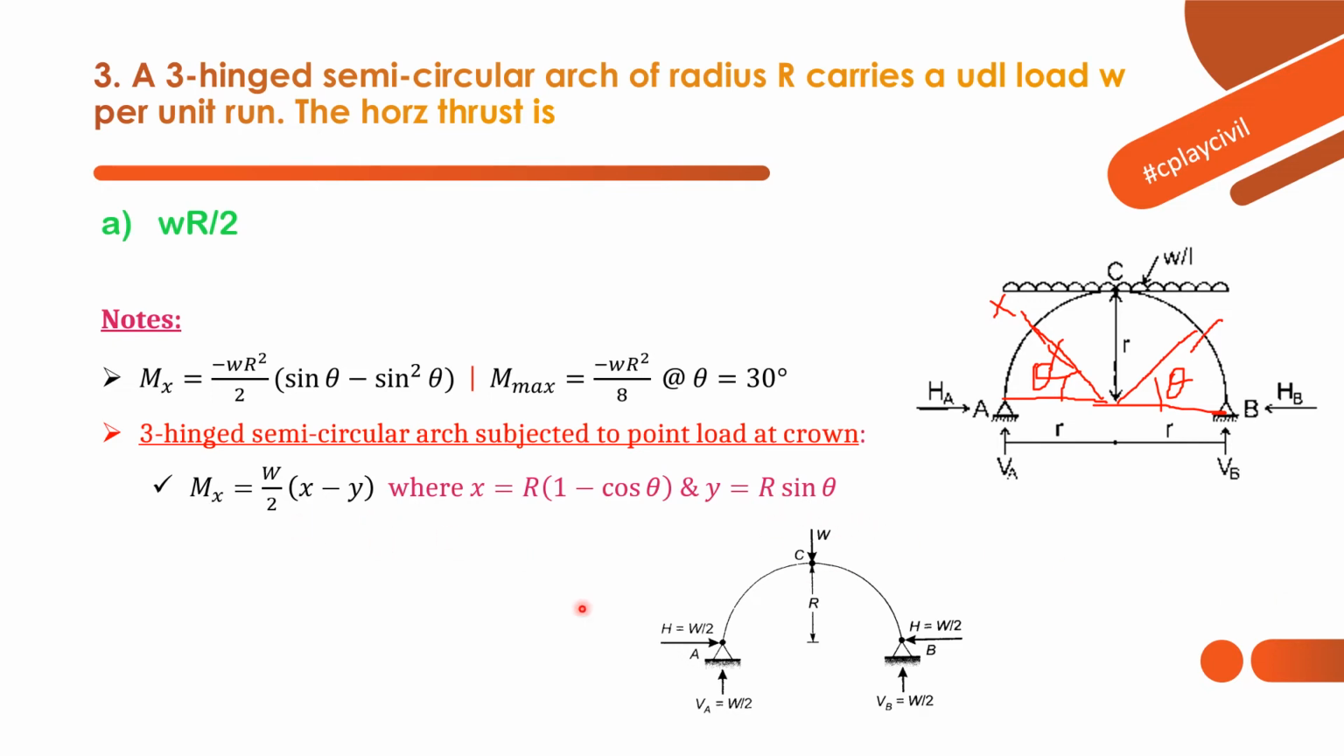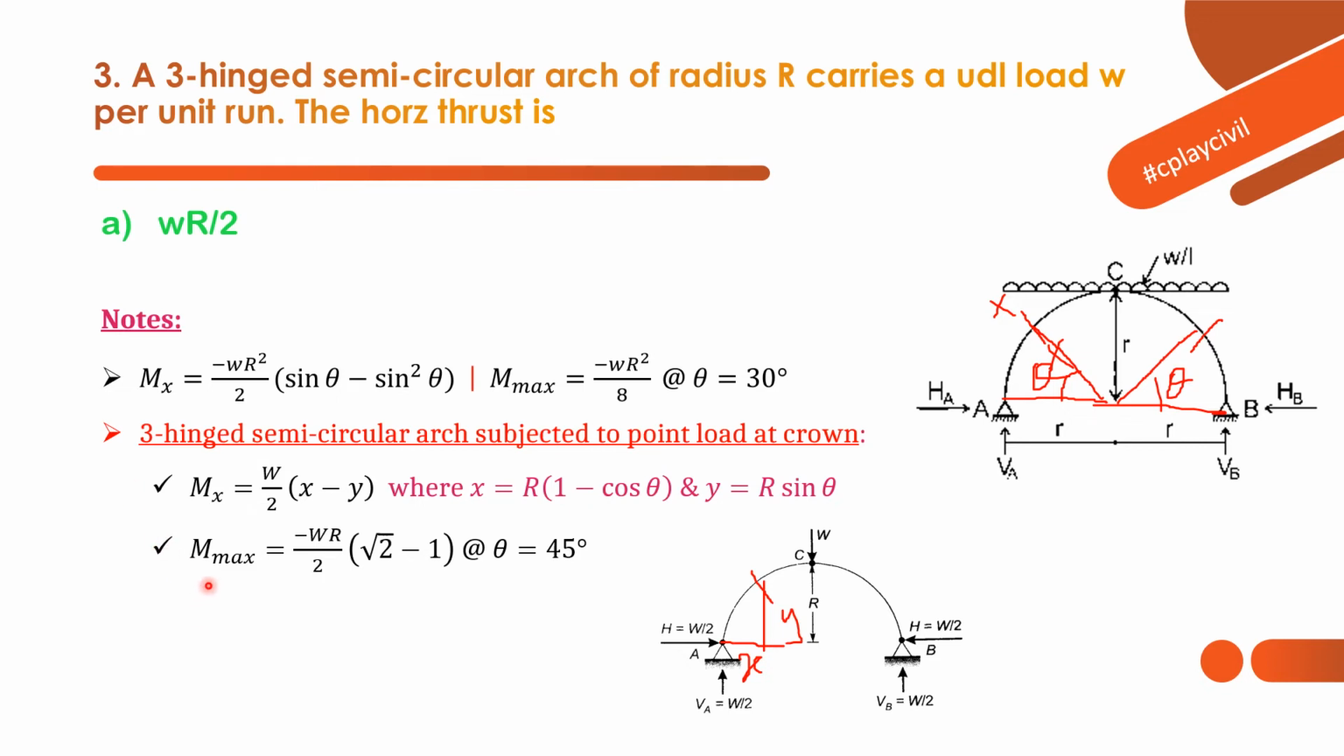X is the horizontal distance from a support, and y is the vertical distance. How to find those things? X is equal to r into 1 minus cos theta, and y is equal to r sin theta. Y is the vertical distance at that section, and x is the horizontal distance. For example, say this is the section we are taking, then this will be x and this will be y. So at this x section, what is the moment? That we can find using this formula for a three-hinged semicircular arch subjected to point load at crown.